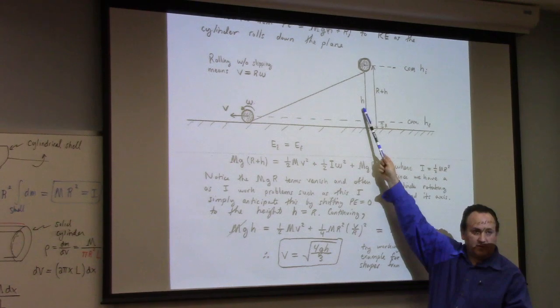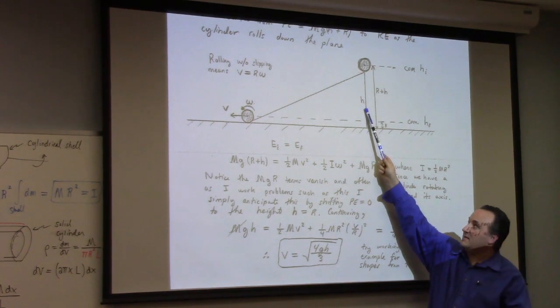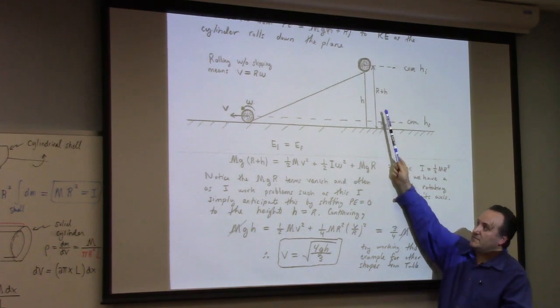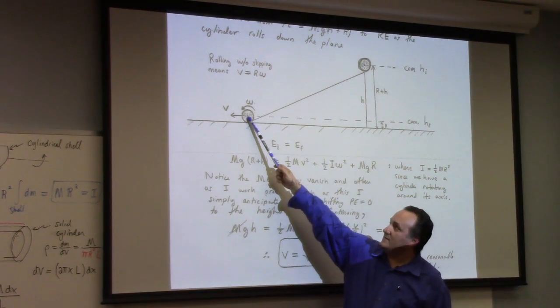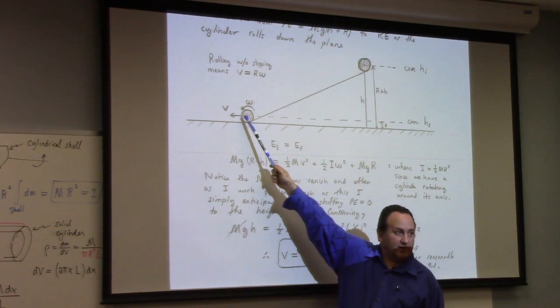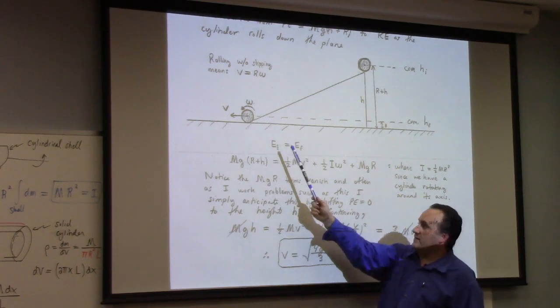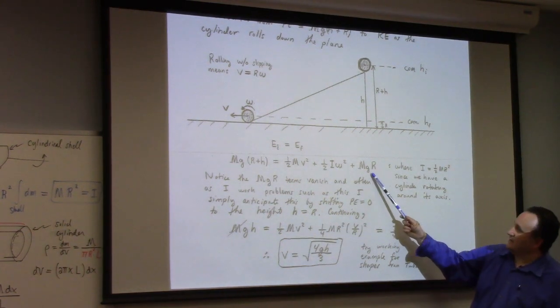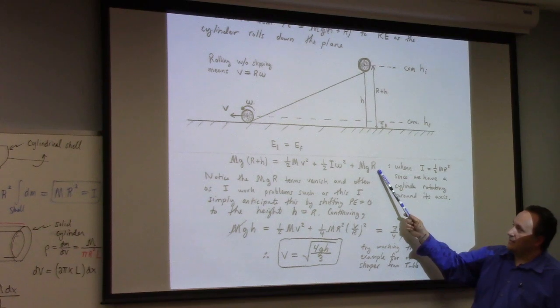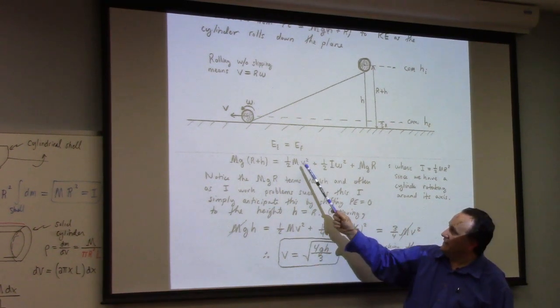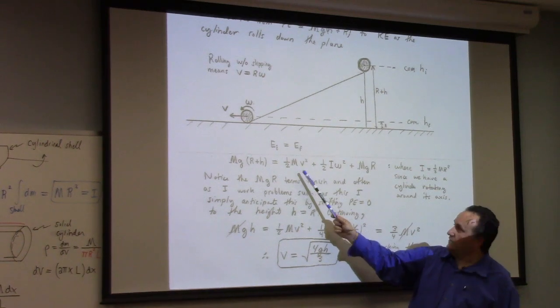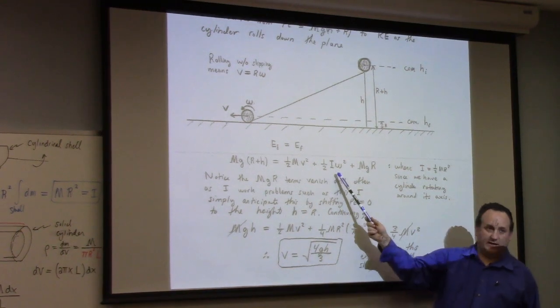So we think about the extended body as if it's a particle at its center of mass. And at the end of it, the center of mass is distance what? r above the plane, right? So at the end, I just have mgr. And so I have mg(r plus h), totally potential. At the end, I have my translational kinetic energy, but I also have my rotational kinetic energy.